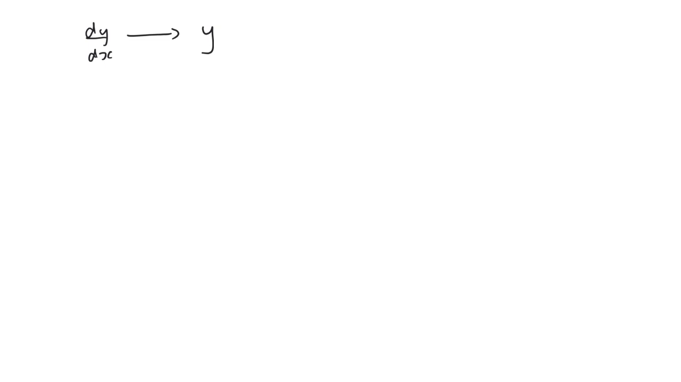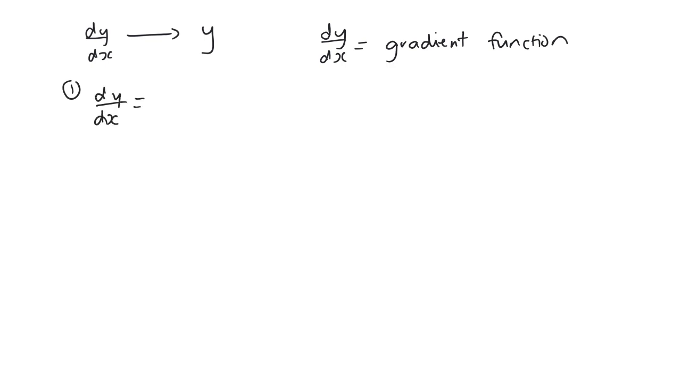Okay, we'll look now at finding y. So this is where you're given dy by dx and we're asked to find y. And just so you know, dy by dx is sometimes called the gradient function. So sometimes you might say in a question, the gradient function is, and you have to recognize that that's dy by dx. So we've got dy by dx, our gradient function, equals 5 plus 3 over x squared.